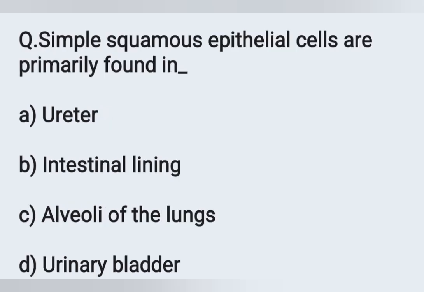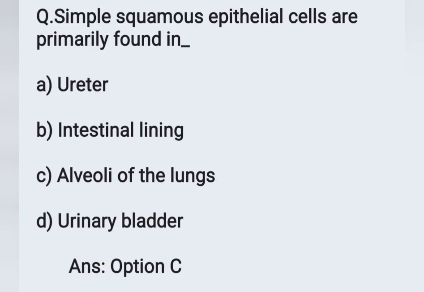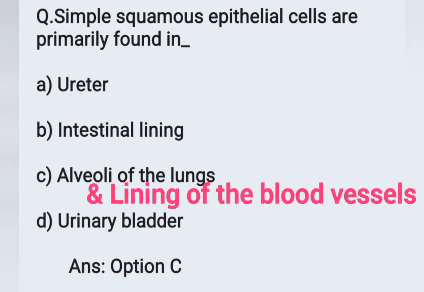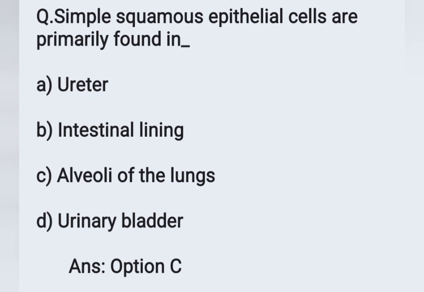Simple squamous epithelial cells are primarily found in. Options. Option A, ureter. Option B, intestinal lining. Option C, alveoli of the lungs. Option D, urinary bladder. Simple squamous epithelial cells are mainly found in the alveoli of the lungs. Option C is the correct answer. And also it is present in the lining of the blood vessels. Move on to the next question.